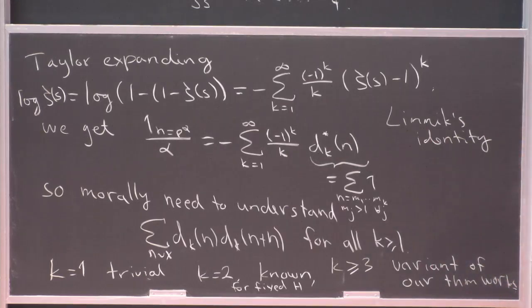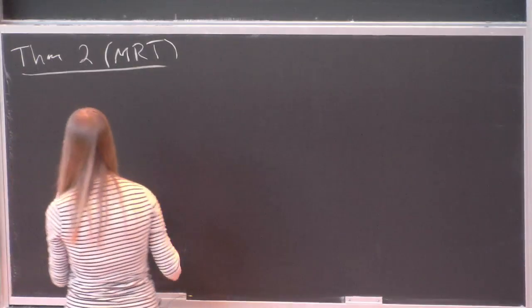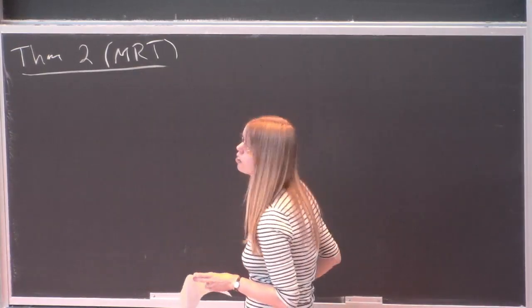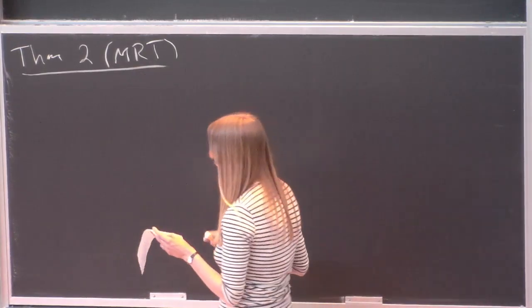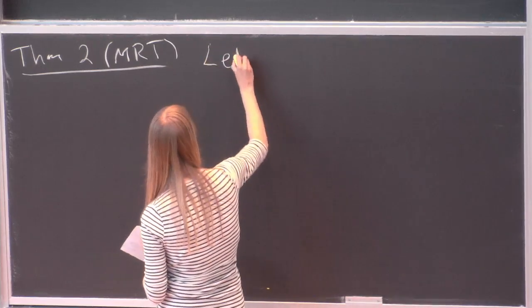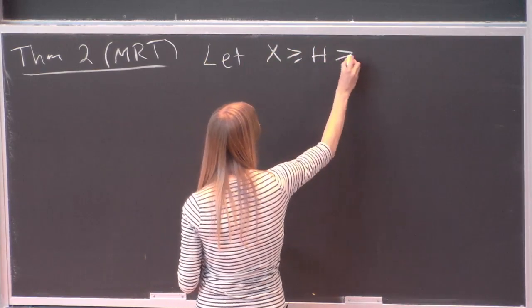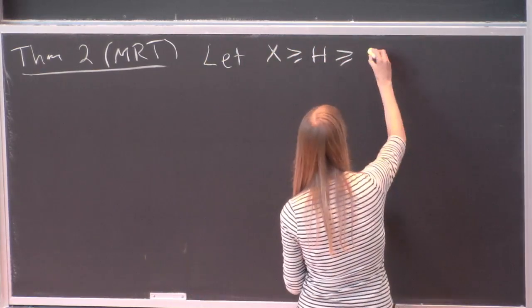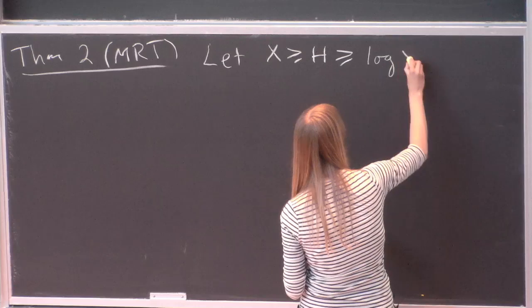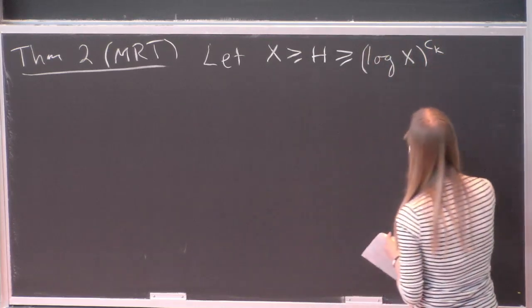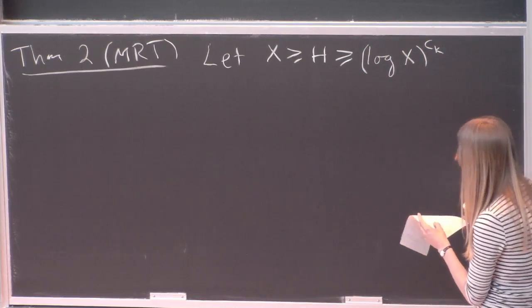So this is Theorem 2, again with Maxim and Terry. And for the divisor function, we can go to much smaller h. So again, x is to be larger than h. But this time we just request that this h is at least (log x)^{C_k} for some constant depending only on k.